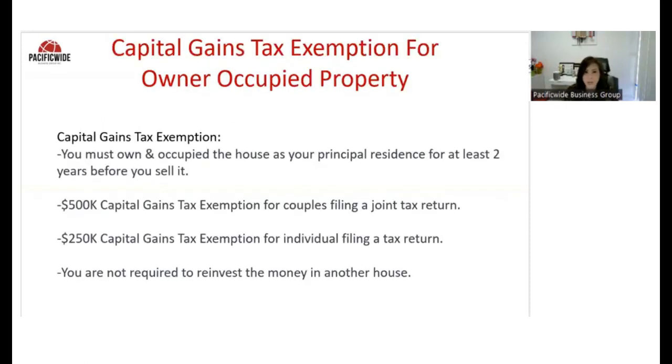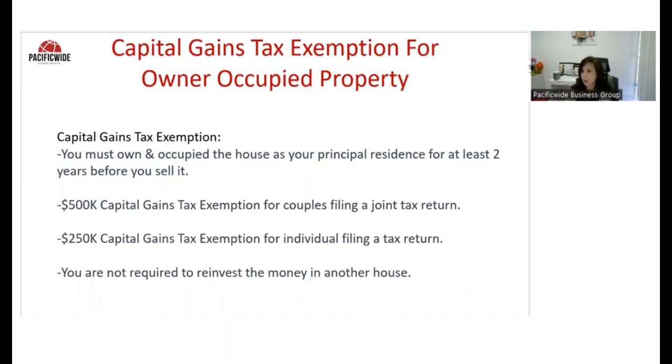In the next slide, we talk about capital gains tax for owner-occupied property. So if one individual owns a property and lives in the home for more than 2 years, this is a capital gains tax exemption. You have to remember the rules. You have to live in the home for more than 2 years, and after that you sell the home. For an individual, you get a $250,000 capital gains tax exemption. Remember, you have to live in the property for more than 2 years.